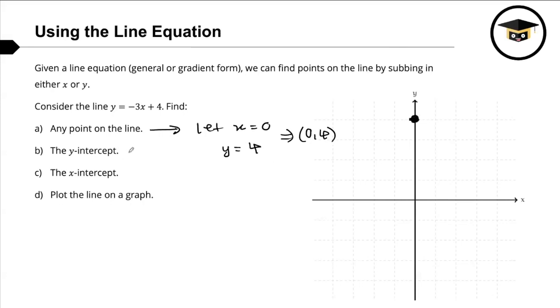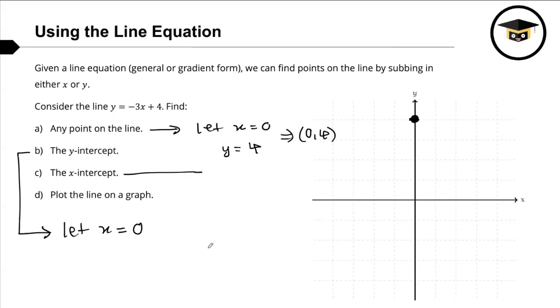Part B, find the y-intercept. So I've actually unintentionally done that. But the point is, for the y-intercept, you let x equal 0. Okay? Because the y-intercept lies on the y-axis. And what is the equation of the y-axis? Well, the equation of the y-axis is x equals 0. And if that doesn't make sense, please refer to our first video in this series.